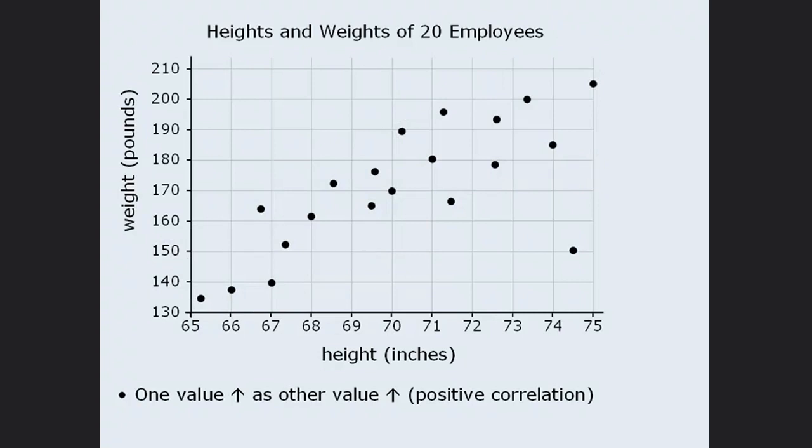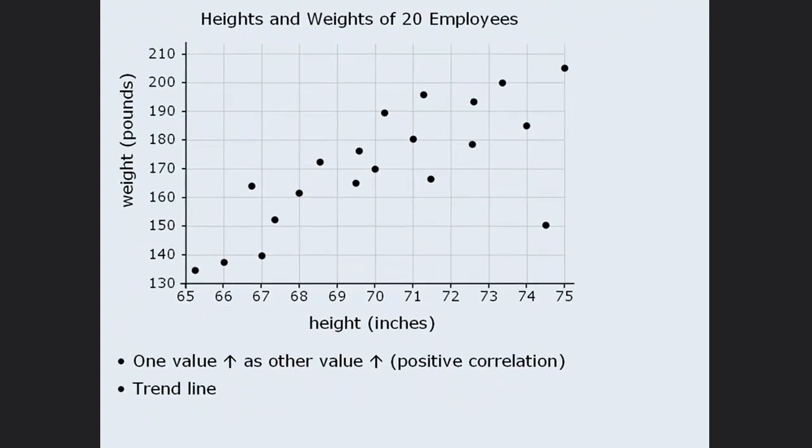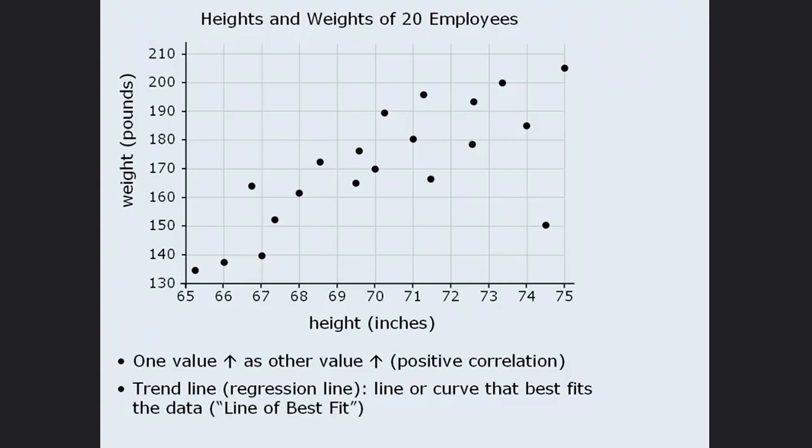Now when it comes to scatter plots, we must be familiar with the term trend line, also known as the regression line. This is the line, or possibly curve, that best fits the data. In fact, the trend line also goes by the name of line of best fit. So if we were to draw a line that best fits the given information here, what would it look like? Well, it would look something like this.